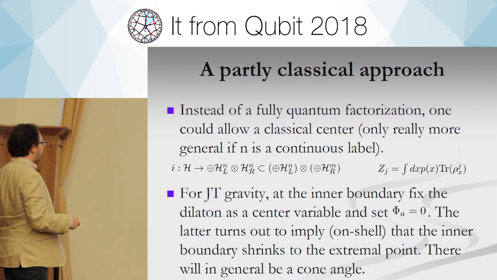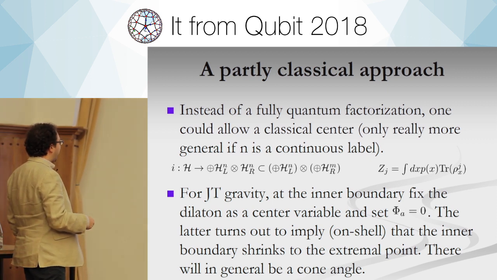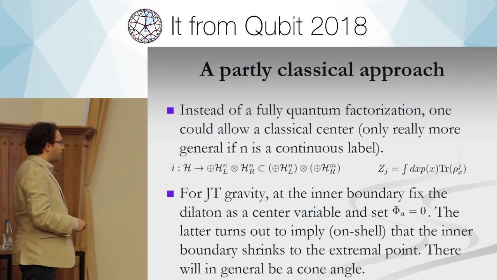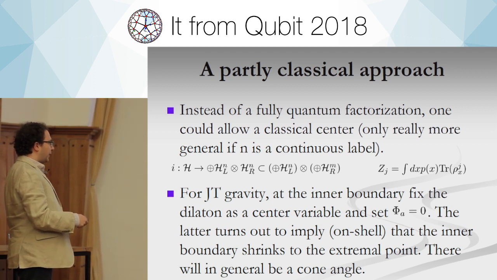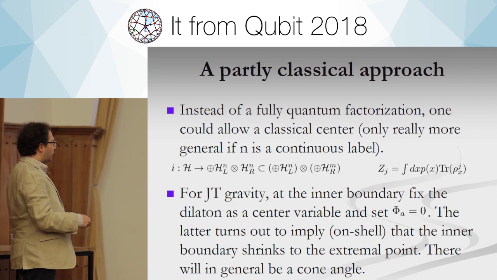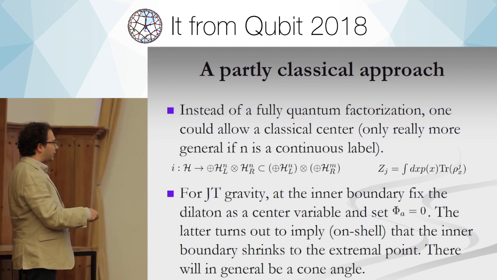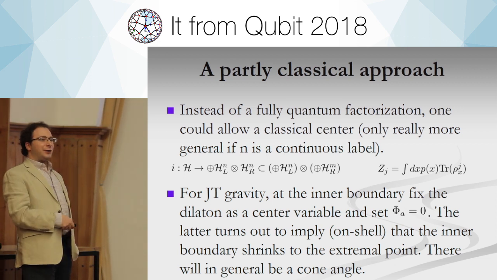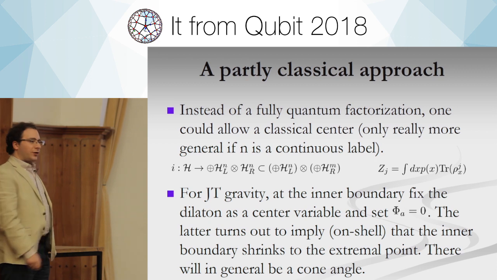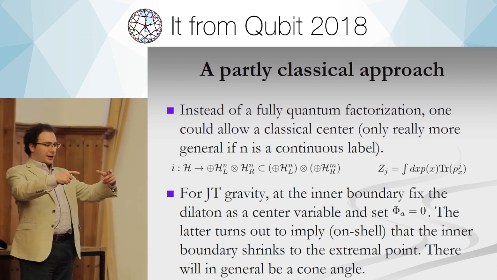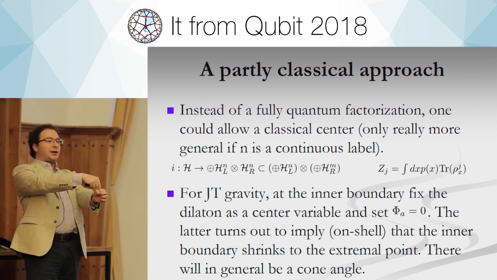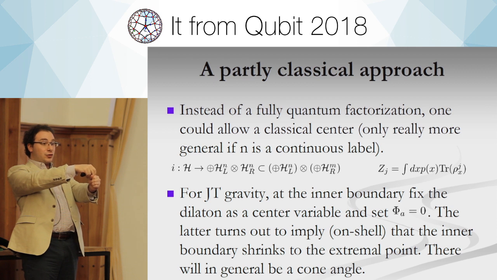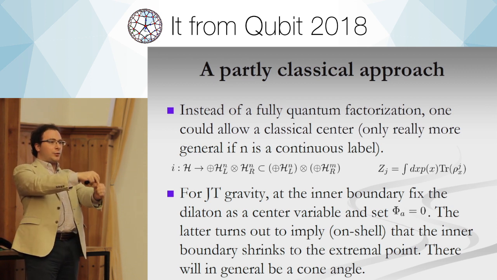Now, in the 2D dilaton gravity, at the inner boundary, it might be natural to try to fix the dilaton as one of these center variables. And then in this first order language, I would set say, phi 1 and phi 2 to 0, which turns out to imply that the boundary shrinks to the extremal point. And I also set the value at the extremal point. So in general, that forces there to be a cone angle, because if I have a certain length of the nearly AdS2 boundary, and I demand a particular value of phi to be the extremal value, I'm forced to have a cone angle there because it won't match the smooth saddle.